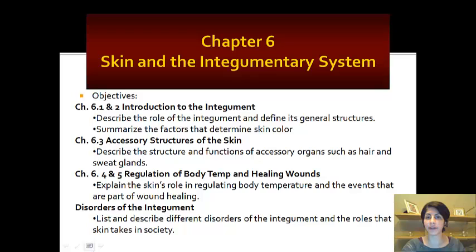This screencast will be divided into parts. The very first part will cover only the first objective, to describe the role of the integument and define general structures. In the second part of the screencast, we'll summarize everything that has to do with skin color and its development. We'll take a look at the accessory organs like hair and sweat glands. We'll take a look also at temperature regulation and how wounds heal. In the last part, we will discuss the different types of skin cancers and some other disorders of the integument.